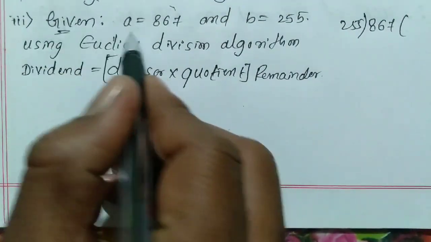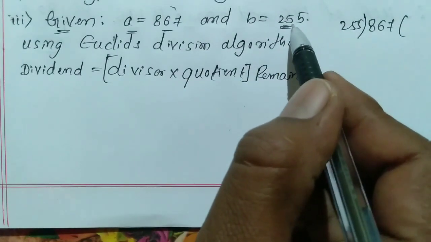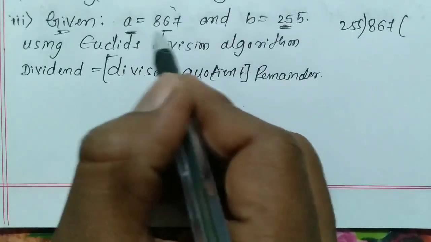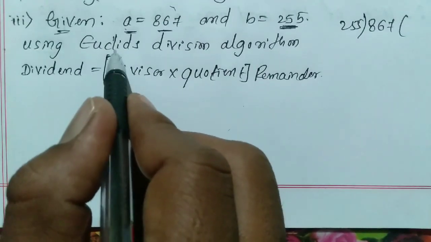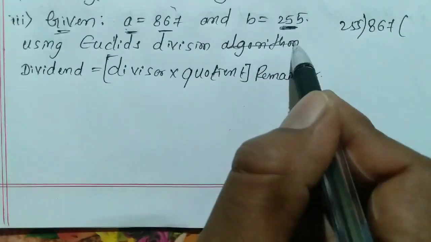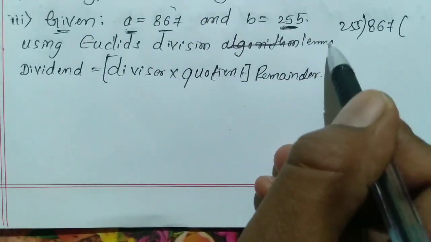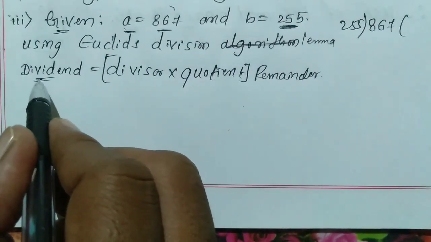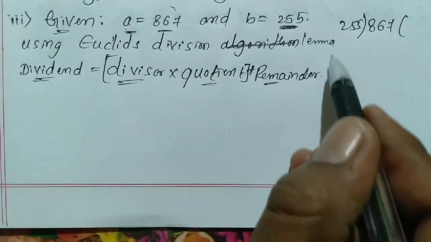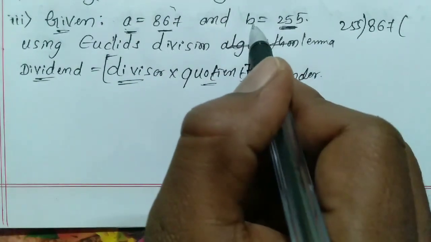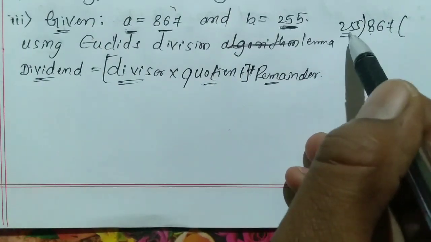Third one. So here given A is equal to 867 and B equal to 255 you can consider, because the greater number you consider A and the smaller number you consider B. After that you can use Euclid's division lemma. What it says: dividend is equal to divisor into quotient plus remainder. So you can divide this A by B, A is 867 divided by 255.